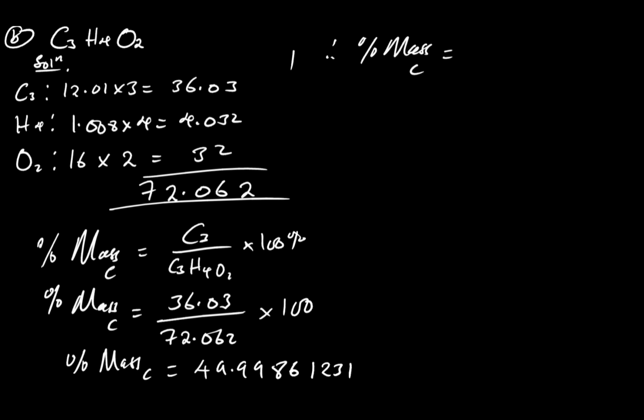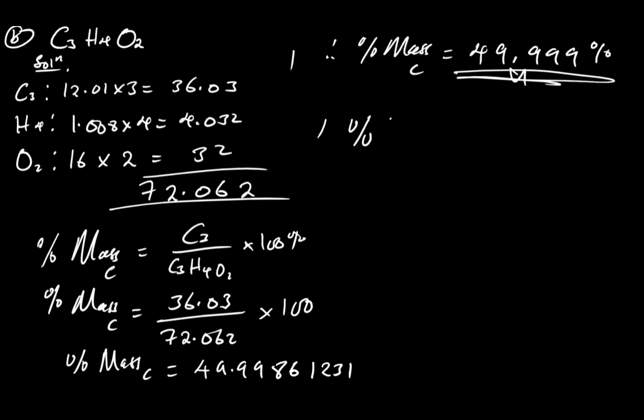So in most cases, if you're finding a percentage composition, try and round off your answers to 3 decimal places, because if you want to prove it, in some cases you won't get 100%, so try and leave your values to 3 decimal places. So this will be 49.999%. This will be the percentage composition of carbon.